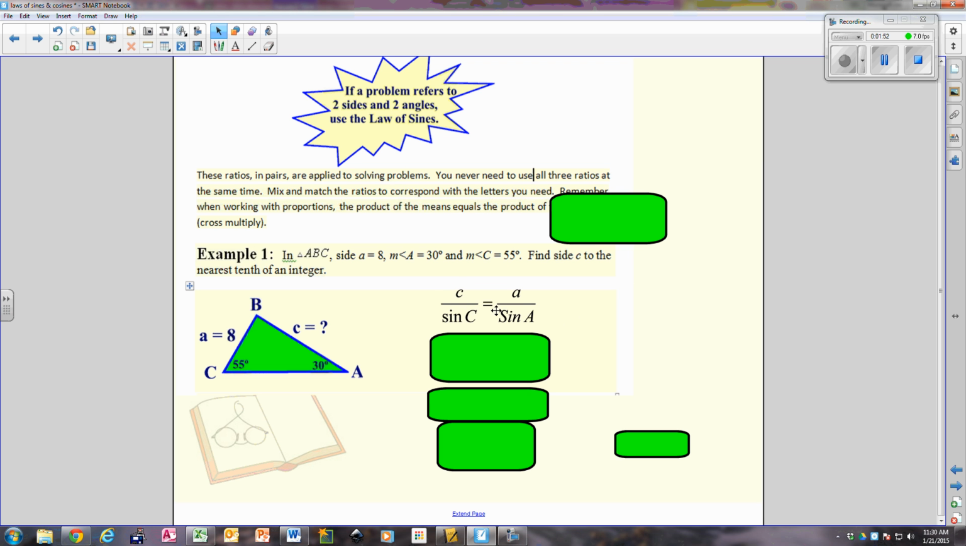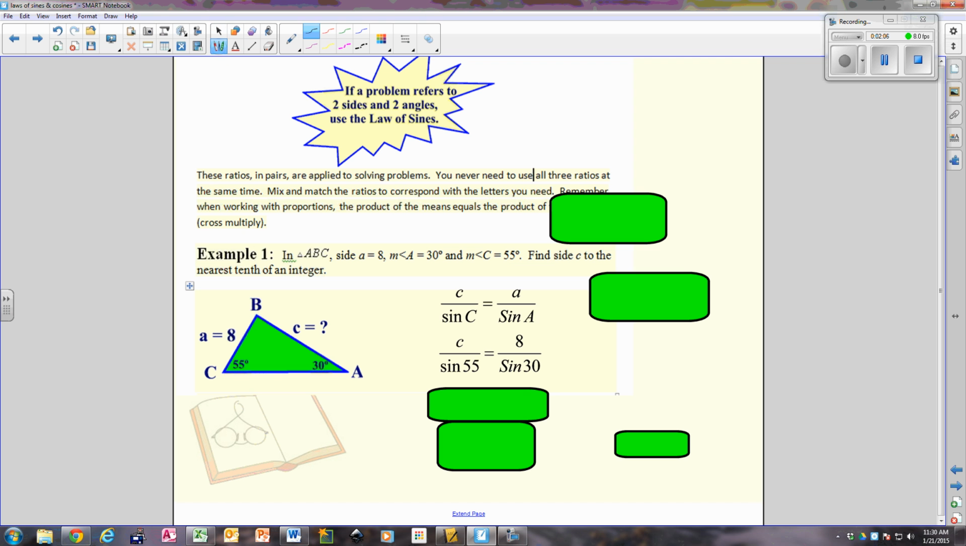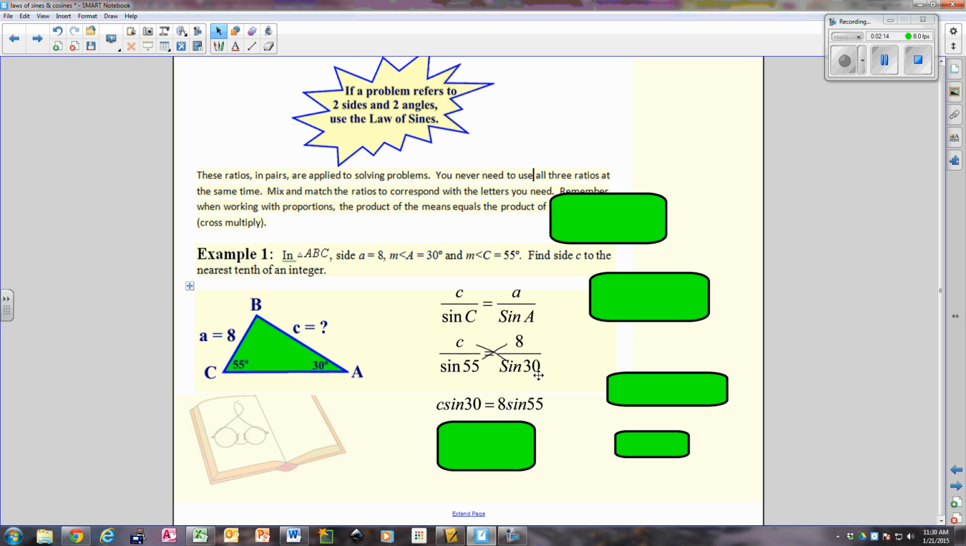So C over sine of C equals A over sine of A. So then you just plug in the appropriate numbers where they belong. So C is 55 degrees, side A is 8, and angle A is 30 degrees. So you just fill it in. Now, just like any other proportion, you're going to cross multiply. So you cross multiply, and you get C times the sine of 30 equals 8 times the sine of 55.